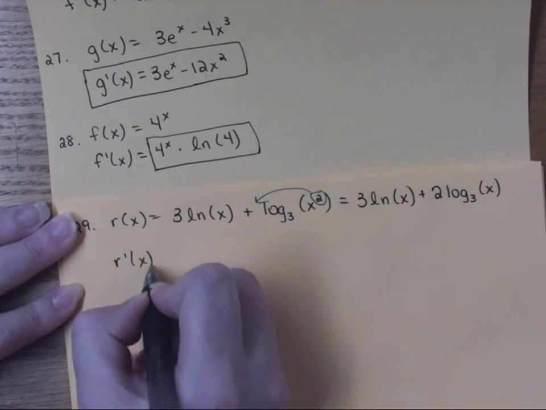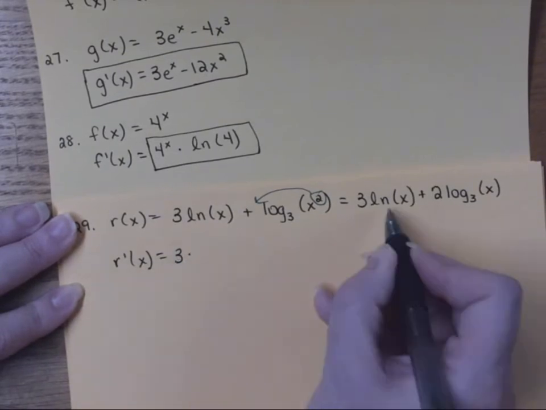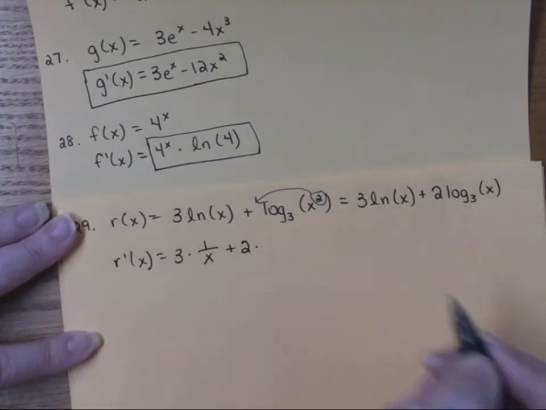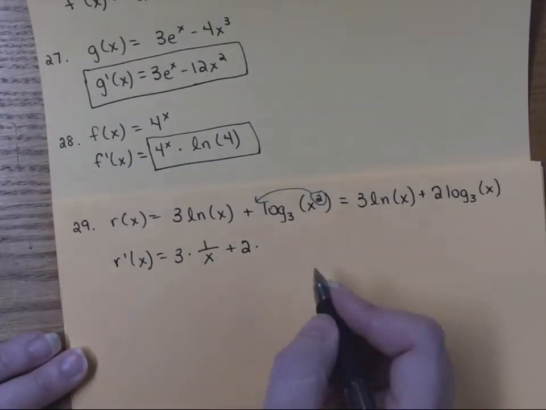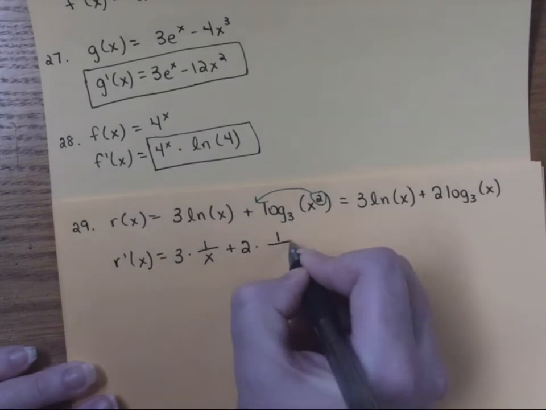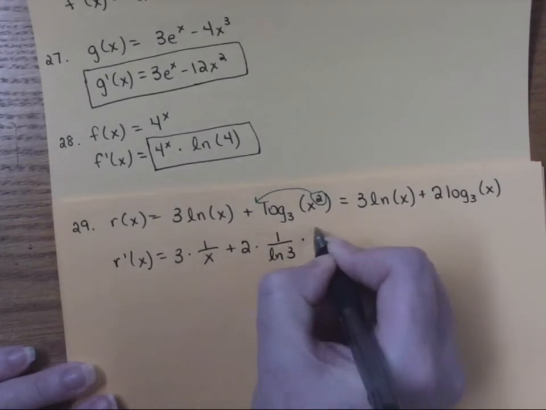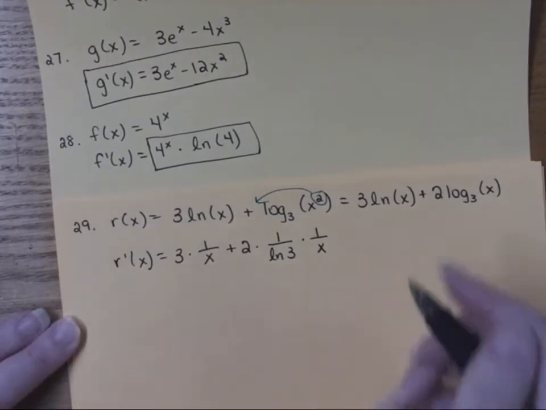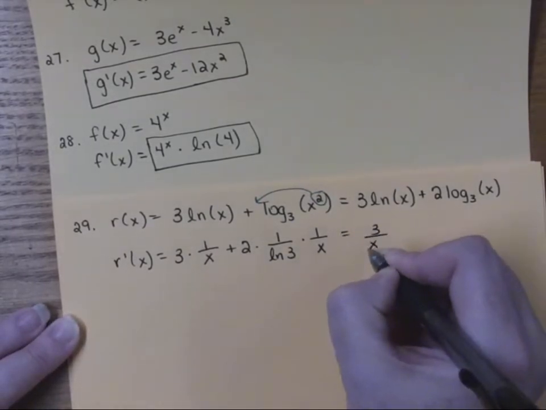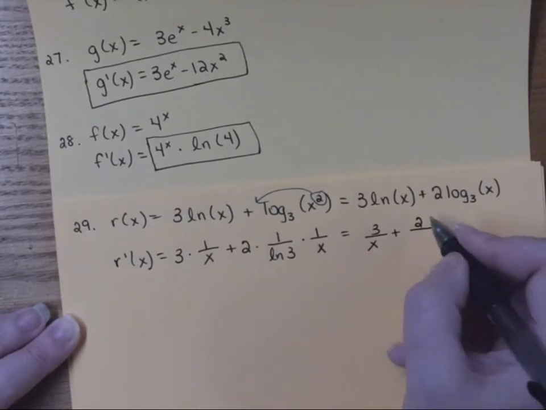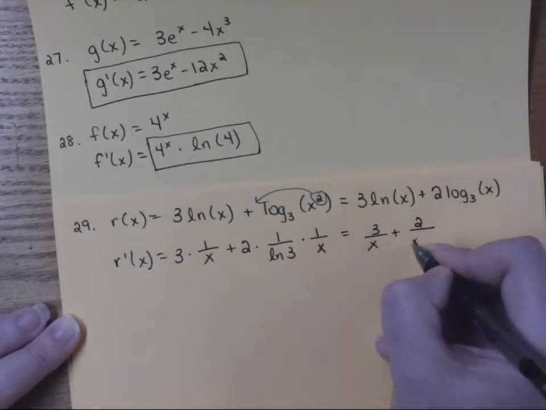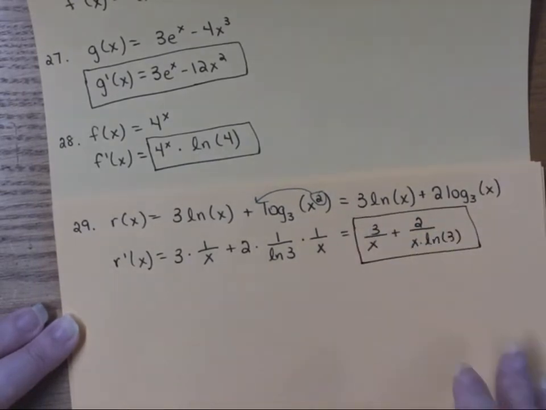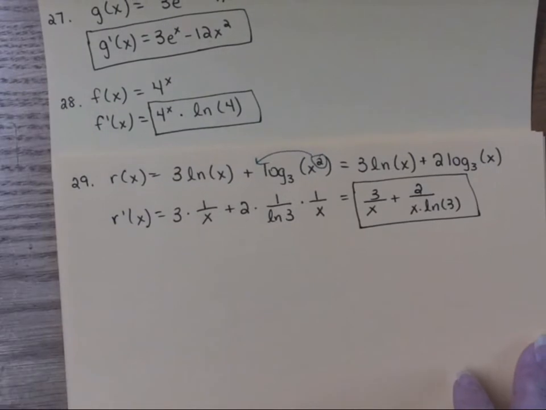So the derivative is going to be move the 3 down. The derivative of ln of x is 1 over x. For the second piece, move the 2 down. And then the derivative of this thing, remember what that looks like? It's always 1 over the natural log of the base and then times 1 over x. Notice it's very close to this one, right? It's just got this extra little piece in it. So in the end, you get 3 over x plus 2 over x times ln of 3. Okay, they're not like terms, can't add them, they don't have common denominators, none of that stuff.